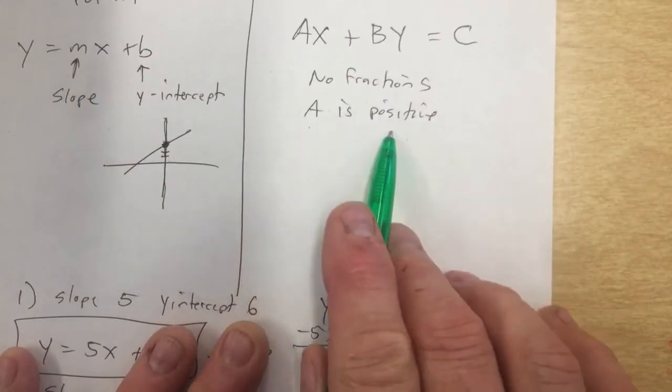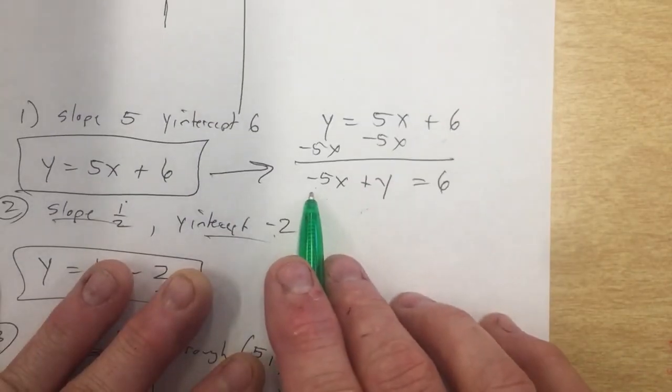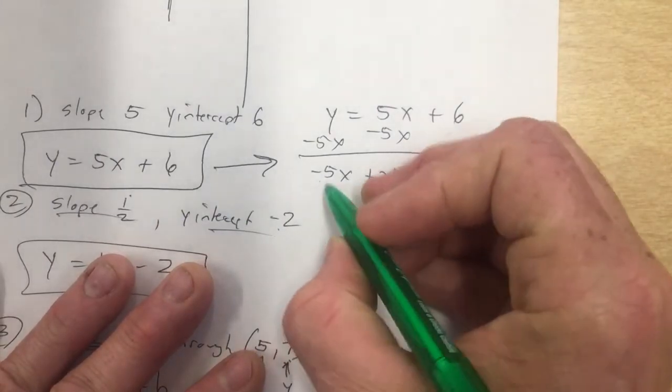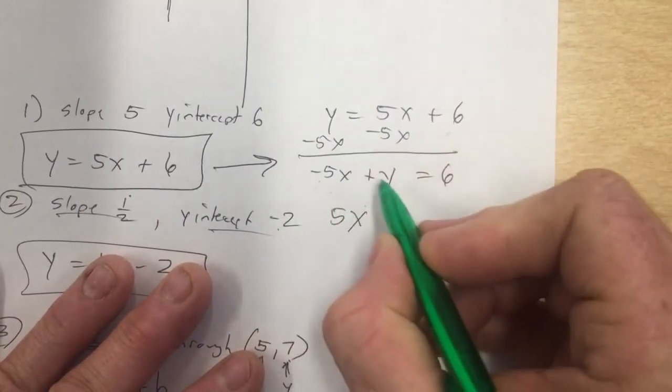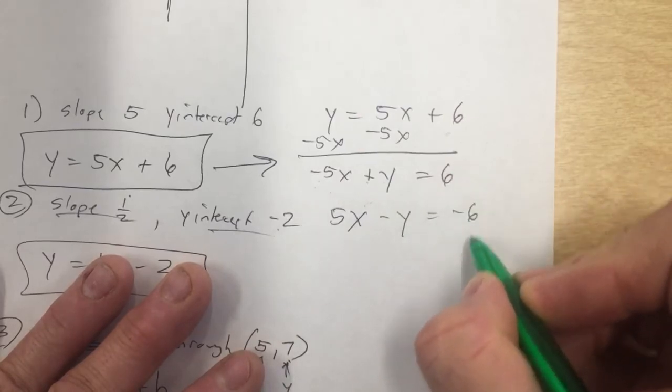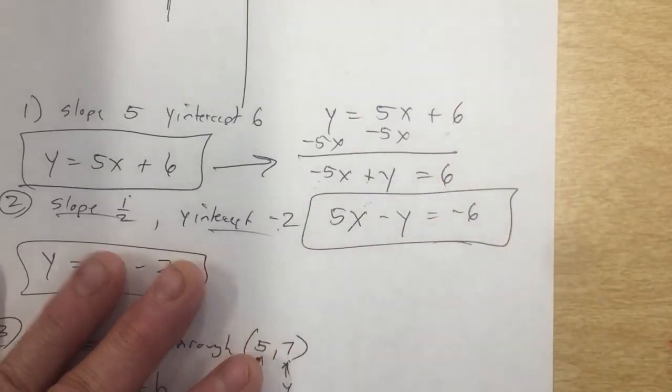A is always positive, and right here my a number is negative. So to fix that, I just change all the signs. So -5x turns into 5x, plus y turns into minus y, and 6 turns into -6, and there it is in standard form.